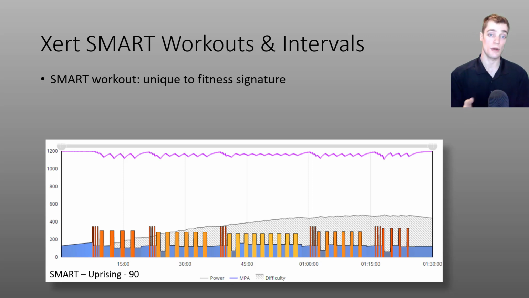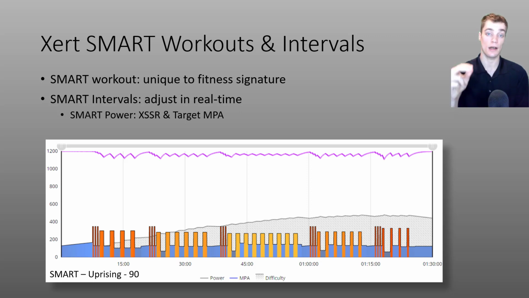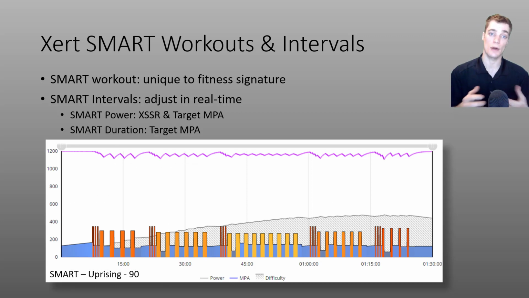Within many of our SMART workouts, we also have SMART intervals. These are intervals that adapt on the fly, second by second, as you progress through the workout. And there's two main types of SMART intervals. We have SMART power intervals, where the intensity, the target power, is going to adjust in real time, and SMART duration intervals, where the actual length of the interval will shorten or lengthen depending on how you're performing the workout.